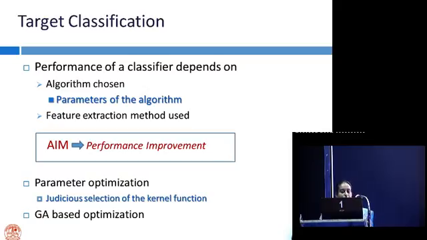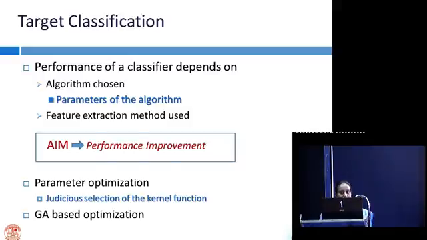Now, the performance of the classifier depends upon two parameters. The first one is the algorithmic parameters, and the second one is the feature extraction method that is being used. And in this work, we are attempting a genetic algorithm-based parameter optimization and the judicious selection of the kernel function for the SVM classifier also.